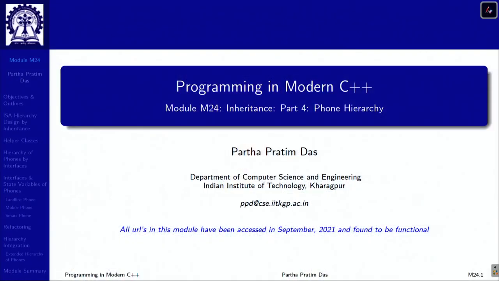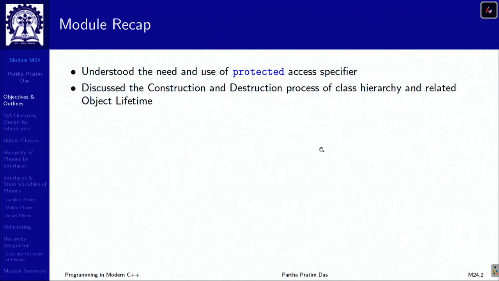We are in week 5 and I am going to discuss module 24 in the series of inheritance modules now. In the last module we understood the need and use of the protected access specifier, which is very critical to provide the extension of the encapsulation and information hiding framework in combination with the is-a hierarchy or inheritance. We discussed the construction and destruction process of the class hierarchy and the related object lifetime.